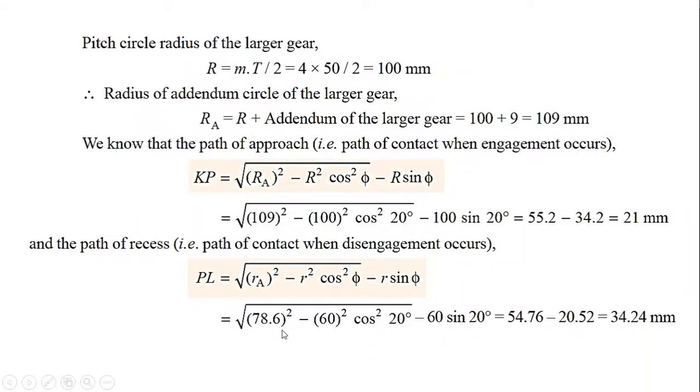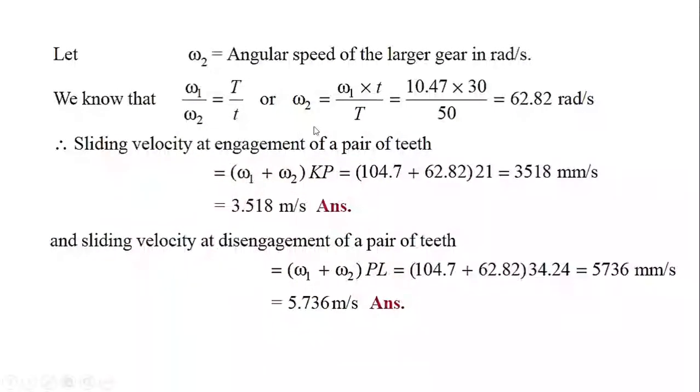Similarly, we will calculate the PL value, the length of path of recess, which is the path of contact when disengagement occurs. PL value is 34.24 millimeter. Then now calculate the sliding velocity at engagement of the pair of teeth and disengagement of the teeth.